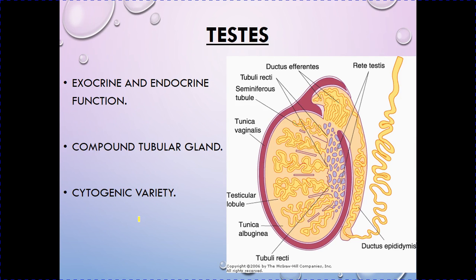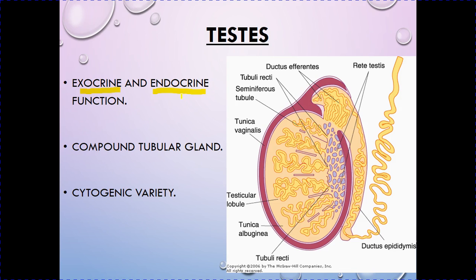Bismillahirrahmanirrahim. The testes perform both exocrine and endocrine function. The exocrine function of the testes is to produce the male gametes which are called spermatozoa, and the endocrine function of the testes is the production of the male sex hormone which is called testosterone.